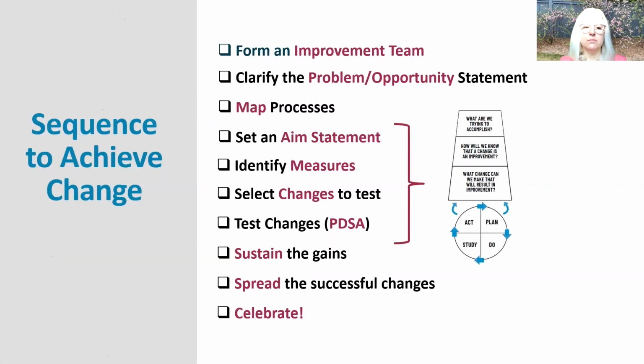So here's the bottom line. Here's what we look at. So the sequence to achieve change. So the first thing is to form an improvement team.